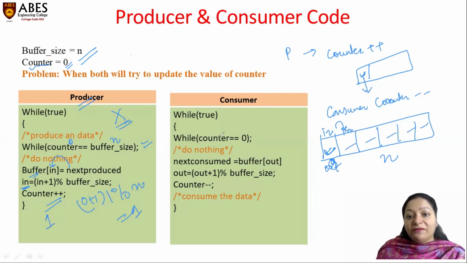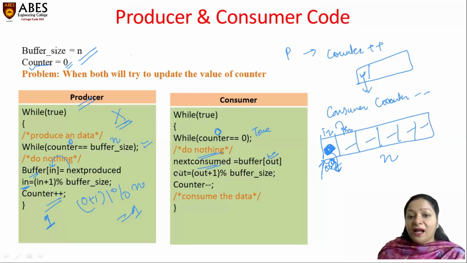So here the consumer will check the counter value. Initially it is 0, 0 equal to 0, so the condition will be true, and the consumer will keep on looping in this while condition and do nothing. But when the counter value is 1, meaning there is one item in the first slot, the consumer can consume the item from the out index, and out is initially pointing to the 0th index, that is the first slot. So the consumer can consume its item from this slot, right?